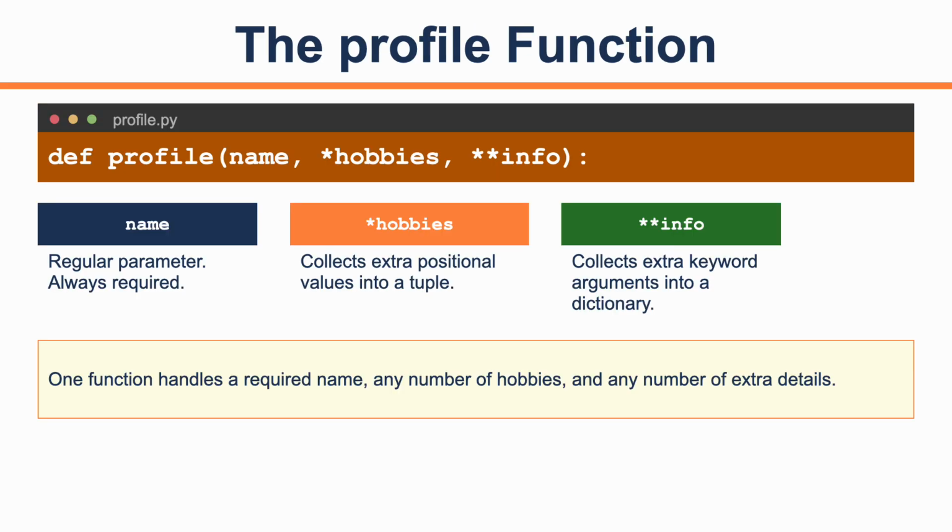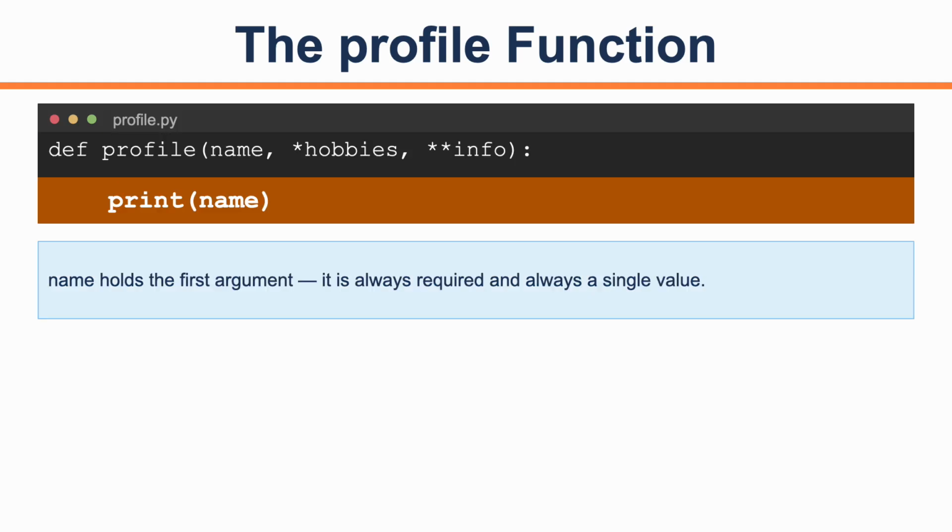Bringing all 3 together, the profile function requires a name as a regular parameter, collects any number of hobbies through *args, and then collects any number of extra details through **kwargs. Name is printed first inside the function. This value comes from the regular parameter and must always be provided. Python will raise an error if name is missing when the function is called.